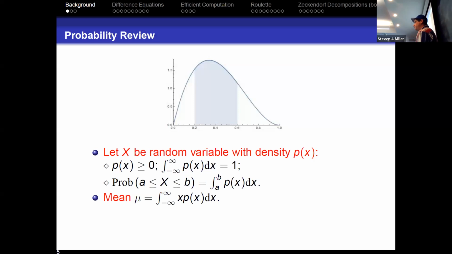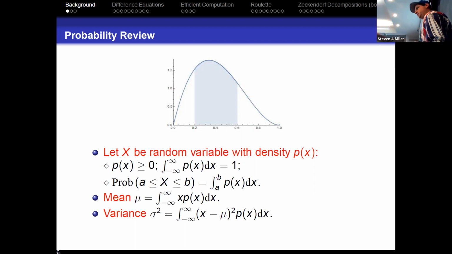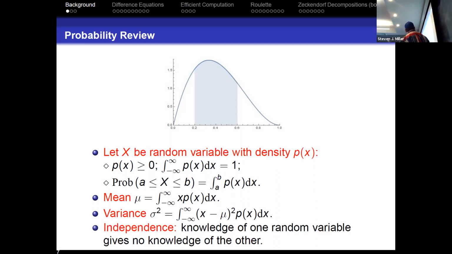The mean or the average value, I just integrate X times the probability. The variance, how spread out it is: X minus the mean squared, so that I have something that's non-negative. The larger the variance, the more spread out things are in a certain sense. You could, of course, have discrete distributions. You could have things that are a mixture of discrete and continuous. For now, I'm going to just be dealing with continuous distributions. And then independence: knowledge of one random variable gives no knowledge of another.